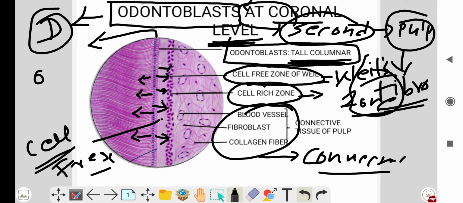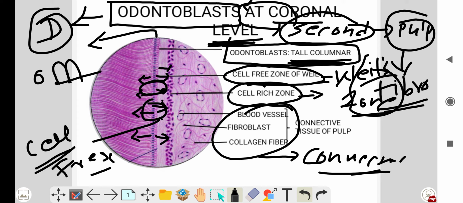So please remember the shape of the odontoblast. In different regions of the pulp, the shape of the odontoblastic layer is different. In the coronal region of the pulp, these cells are tall columnar. Here you can see these cells are tall columnar in nature.